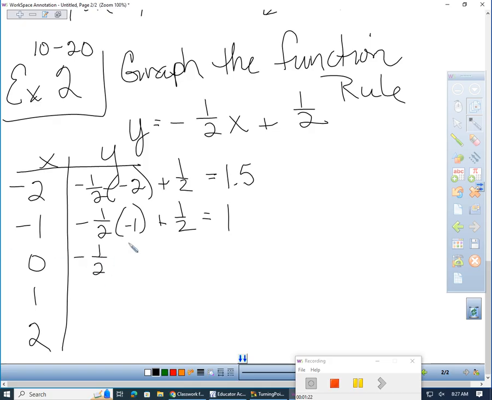Negative 1/2 times 0 plus 1/2. Negative 1/2 times 0 is 0, right? Plus 1/2 is 1/2. Or 0.5. Which way do you guys want me to write it? 0.5? I can write it as 0.5.